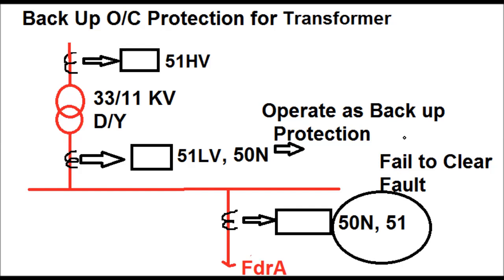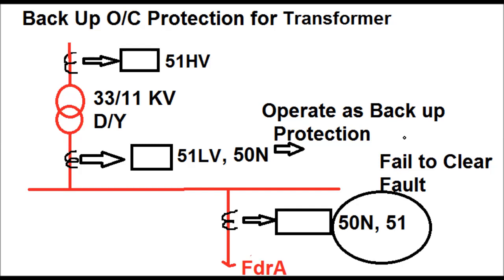Now consider a feeder A is connected in the 11 kV side from the 33 by 11 kV transformer in Dy type, as shown in this diagram. Again in the 11 kV side a feeder is connected, and from the CT secondary the feeder relay is connected, 50N and 51, that is the overcurrent relay and earth fault relay. Now under normal condition, if any earth fault occurs in the feeder, then 50N of the feeder relay shall operate. If any overcurrent fault occurs in the feeder A, then 51 of the feeder relay shall operate to clear the fault.